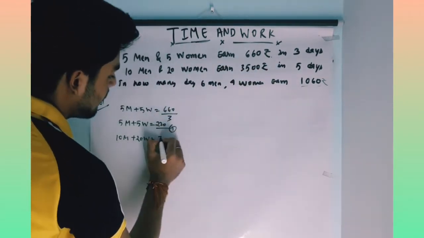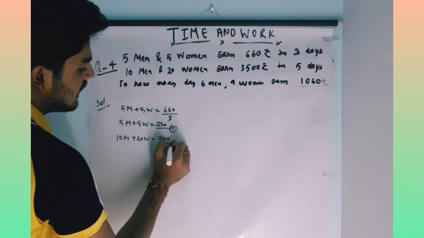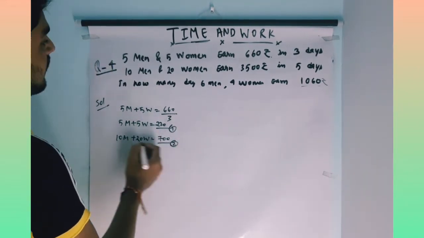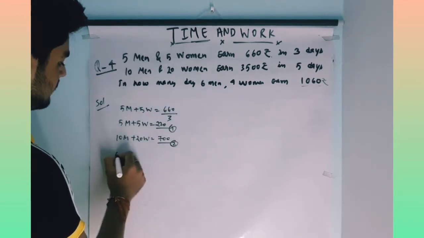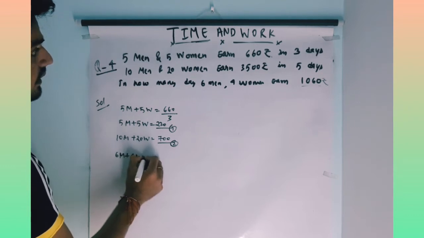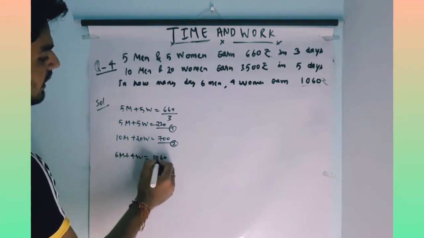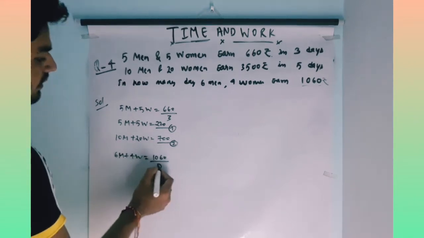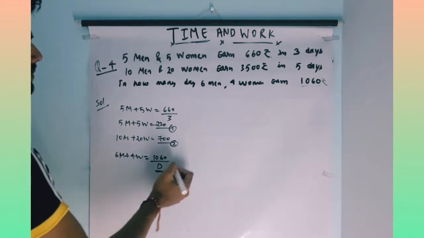So in one day, 700 rupees. Equation number 2. Now we have to calculate in how many days 6 men plus 4 women earn 1060 rupees. Say D. We have to calculate this D.